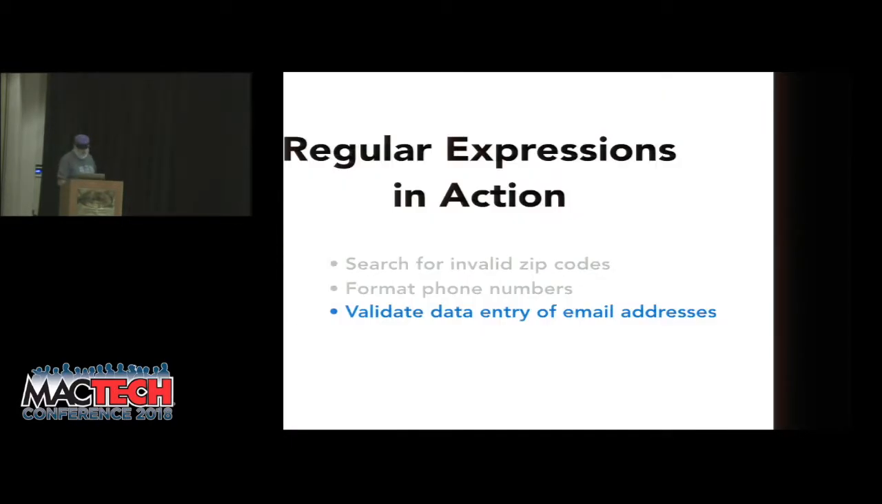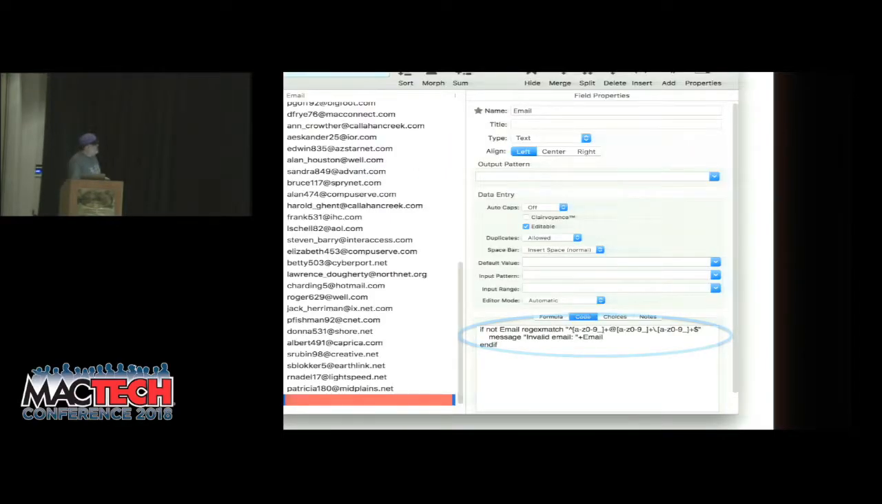Okay, so my final example is validating email addresses as they're entered and warning if there's a problem. This is a different database. It's like a contacts database, and I've got an email field. Over here, I've got the properties for that field, and one of them is the code. This is code that will run when you press the return key. And you notice it says, if not, email regex max.